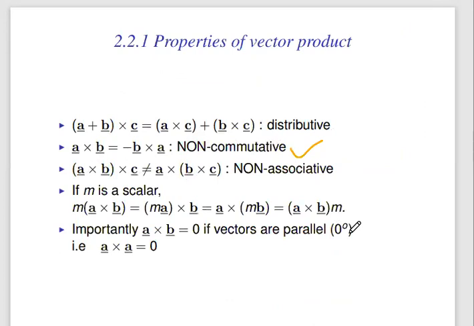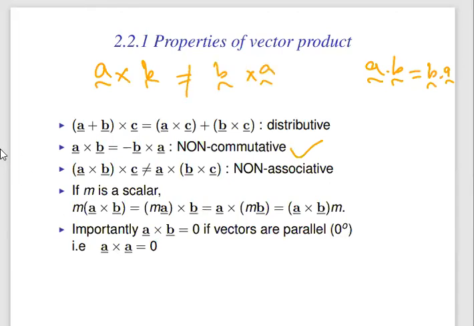The order matters when it comes to the cross product. For the dot product, order doesn't matter, but for the cross product, order matters. A cross B is not equal to B cross A, but it is equal to the negative of B cross A.